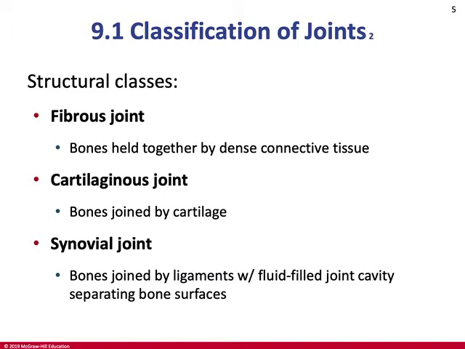A cartilaginous joint has cartilage between the two bone ends, generally fibrocartilage. And a synovial joint is a more complex structure that has bones that almost come together and touch, but they're enclosed in a joint cavity which is filled with a liquid called synovial fluid, which acts as a lubricant and also helps to nourish the hyaline cartilage on the ends of the bones that make up the joint. So it makes the joint easier to move, but it also makes sure that the cartilage gets the nutrients it needs in order to continue to function properly.